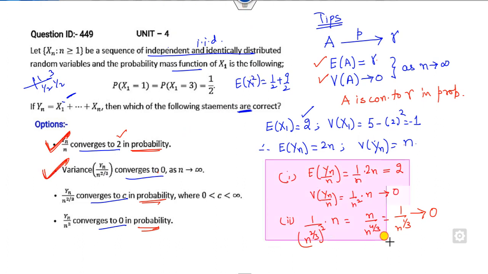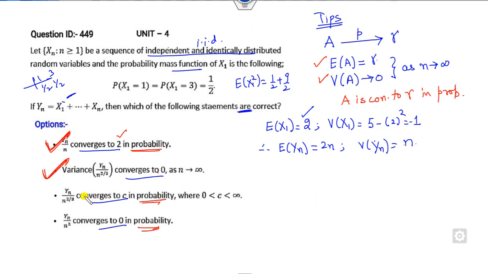Look at the third option. This converges to C. So it means the expected value must be C. So what is the expected value of Yn? N raised to power 2 by 3. So 1 upon n raised to power 2 by 3 is outside. The expected value is 2, which does not converge to C because C is my open interval. So this is a false statement.